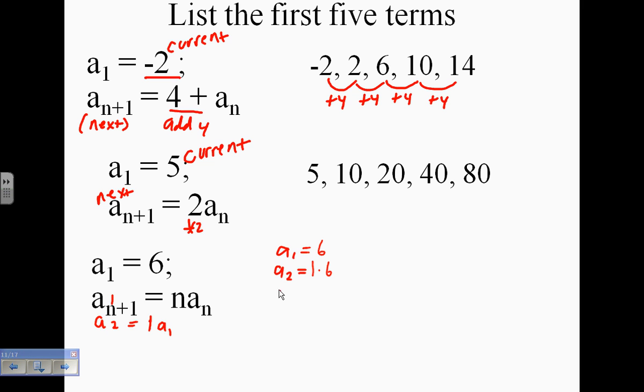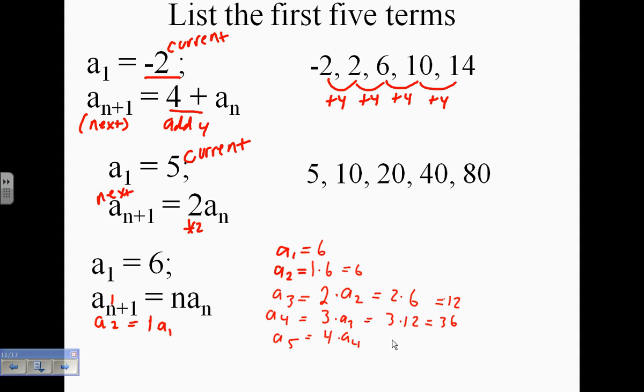So I do a sub 3. That means I have 2 times a sub 2, which is 2 times 6, which is 12. A sub 4 means I will take 3 times the third term, so it's 3 times 12, and you get 36. And finally, the fifth term is 4 times a sub 4, equals 4 times 36. That's 144.